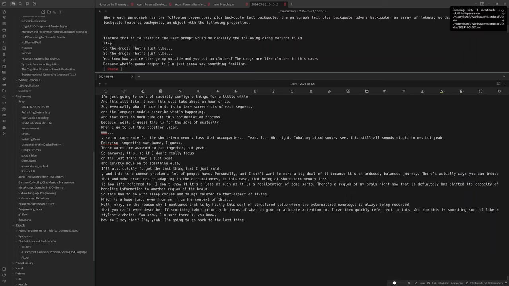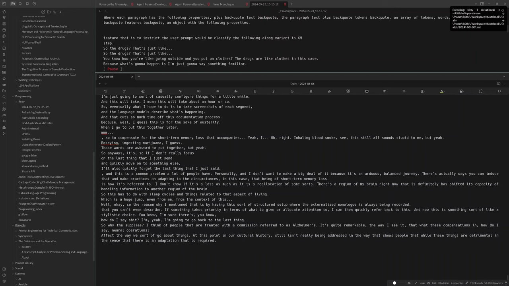Why this applies is that I think of people who are treated for a condition referred to as Alzheimer's. It's quite remarkable, the way I see it, how these compensations in neural operations affect the way we go about things. At this point in our cultural history, it still isn't being addressed in a way that shows people that, while these things are detrimental in the sense that an adaptation is required, nobody wants to be required to do anything. That's just the fact of how our biology works. It takes a lot to get this going.